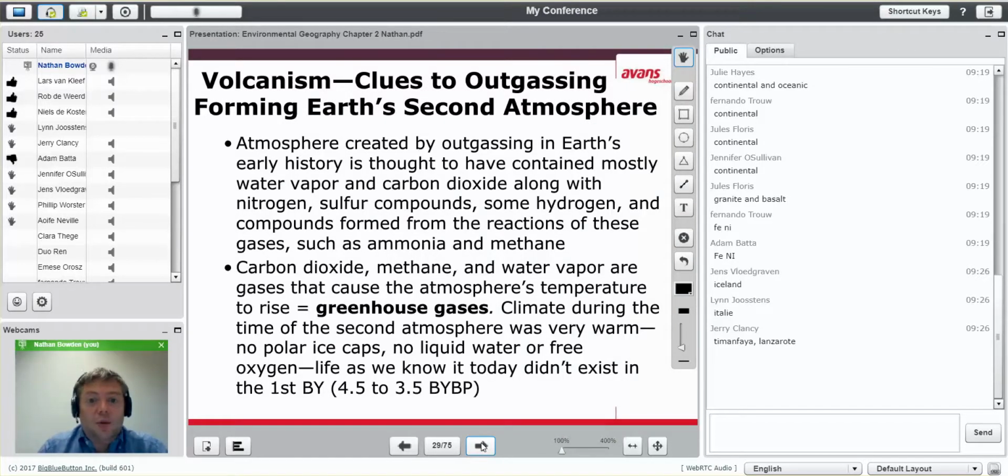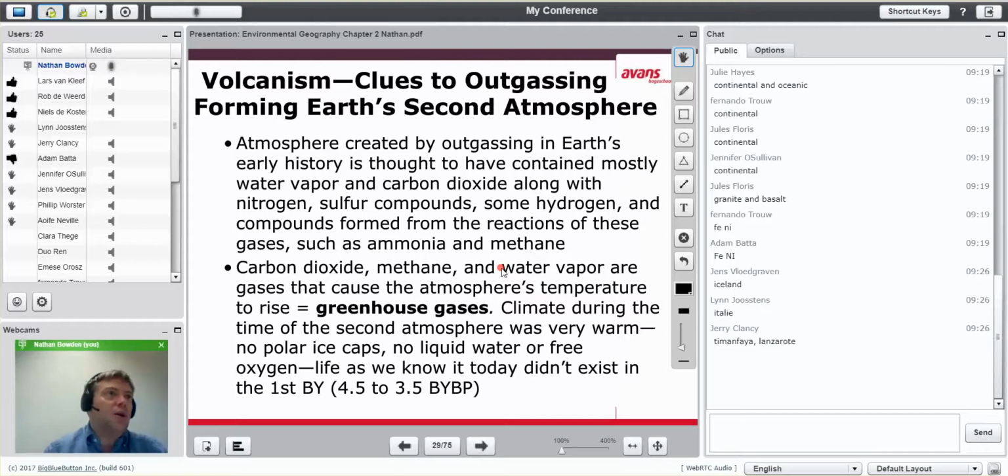So, volcanism: clues to outgassing from the Earth's second atmosphere. The atmosphere created by outgassing in Earth's early history is made of water vapor and carbon dioxide, as I said before, sulfur compounds, hydrogen, and then these reacted and created ammonia and methane. Carbon dioxide, methane, and water vapor are gases that cause an atmosphere's temperature to rise. These are all greenhouse gases.